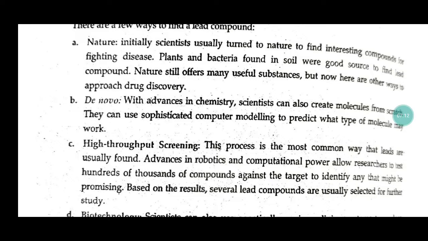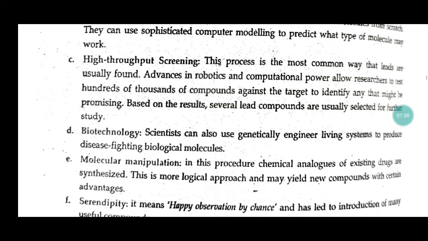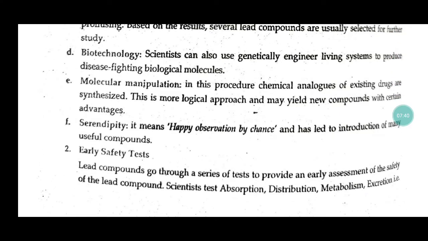So this process is most common in that the leads were usually found. The advances in robotics and computational power allow researchers to test hundreds of thousands of compounds against the target to identify any that might be promising. Based on the results, several lead compounds are usually selected for further studies. And number four, that is biotechnology.